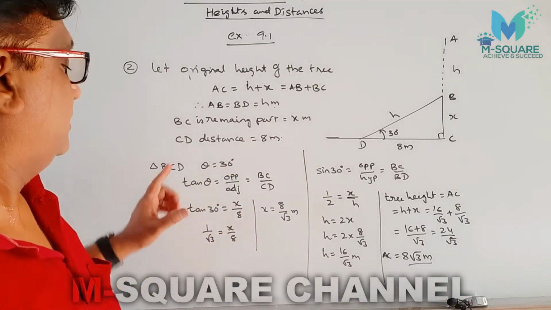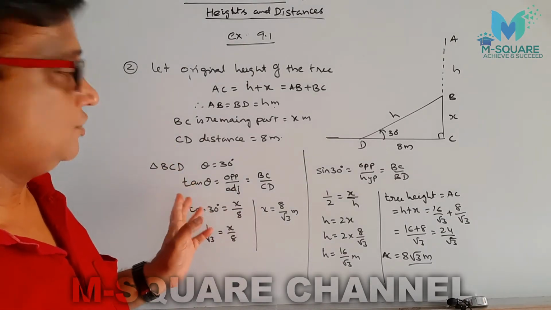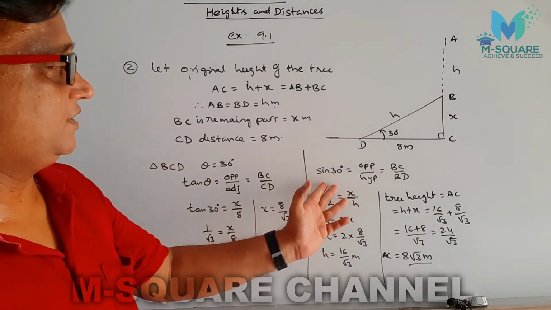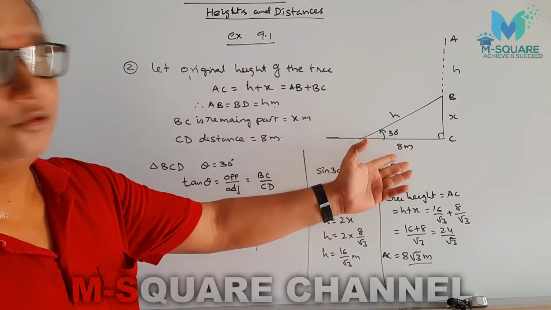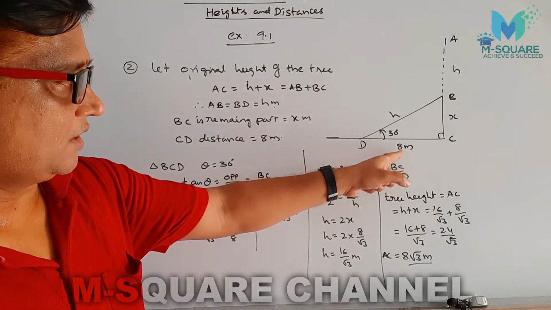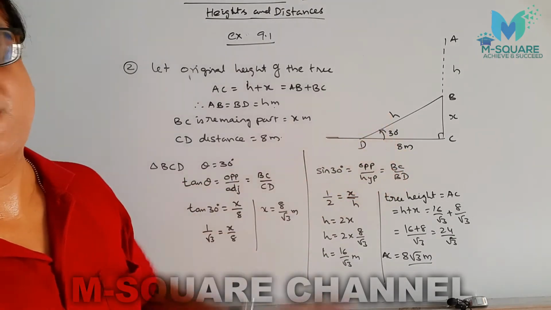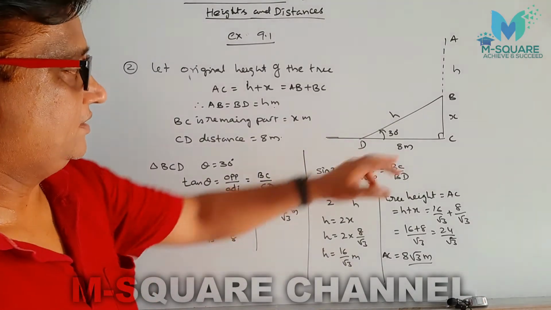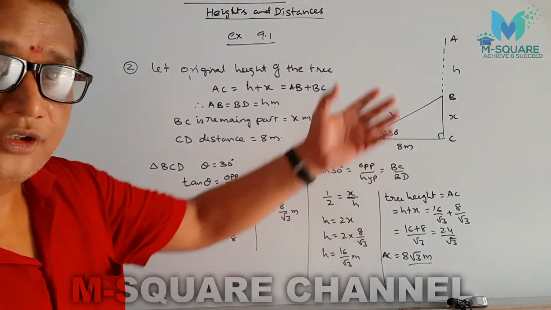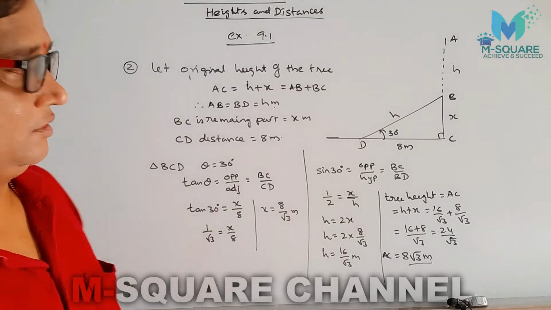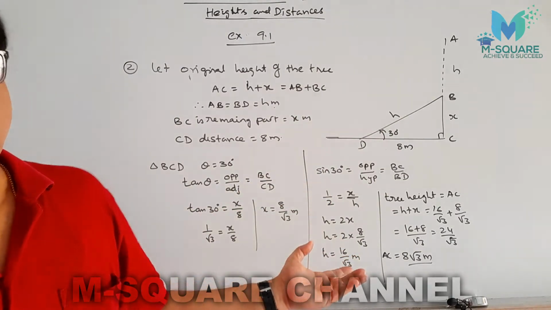So like this. If you take cot also, no problem. Here in the place of sine, if you take cos also, no problem. Cos 30 equals adjacent by hypotenuse. So you can take the cos values also, but here I am taking the sine values.